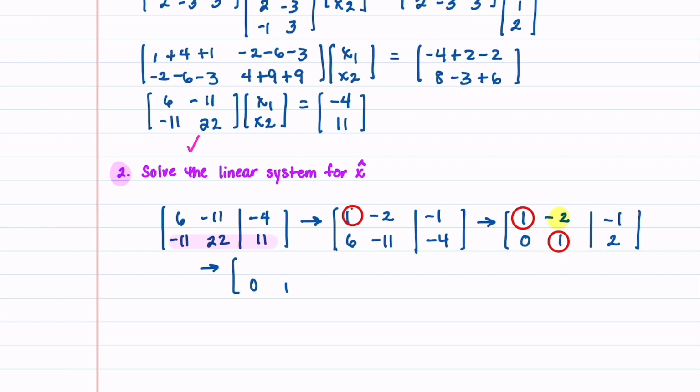And here's what we end up with. 2 times 2 is 4, minus 1 gives us 3. We then have x1 is equal to 3 and x2 is equal to 2. So we can write down our least squares solution: x hat is equal to the vector 3, 2.